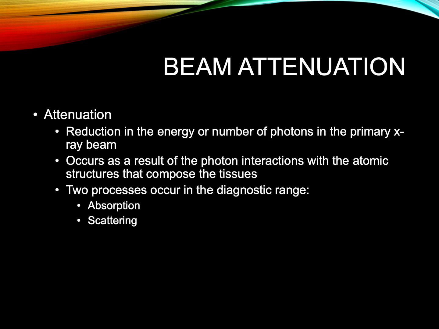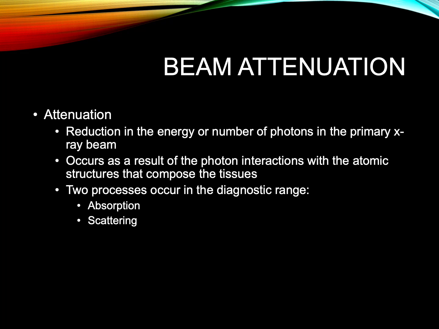So now let's talk about beam attenuation. As the primary X-ray beam passes through anatomic tissue, it loses some of its energy. Fewer X-ray photons remain in the beam after it interacts with anatomic tissue, because on the slide before, I was showing you how some are absorbed by the patient, some are scattered, and then some actually interact with the image receptor. This reduction in the energy or number of photons in the primary X-ray beam is known as attenuation. Beam attenuation occurs as a result of the photon interactions with the atomic structures that compose the tissues. So if they are absorbed by the patient's body, they are attenuated.